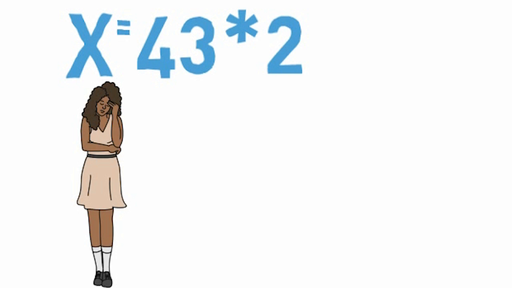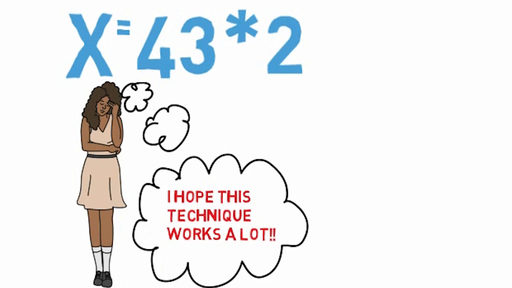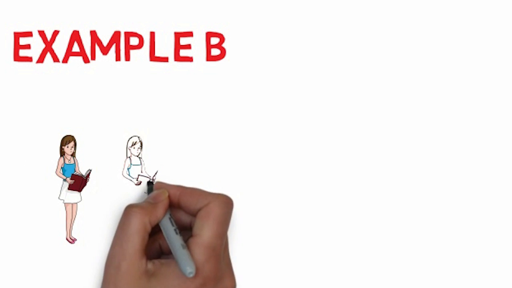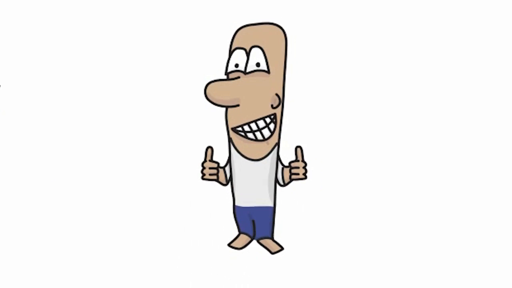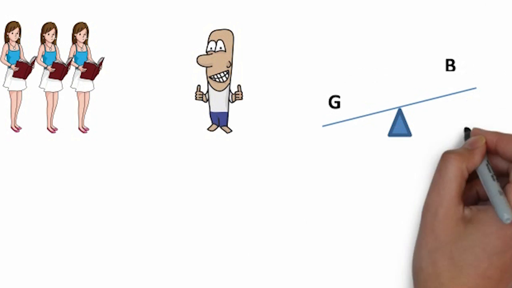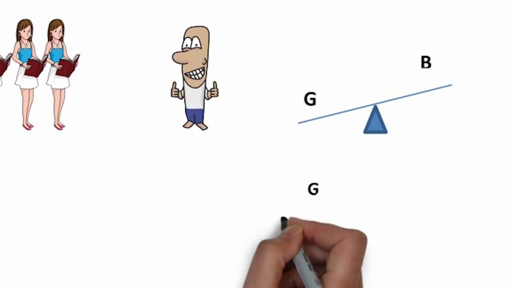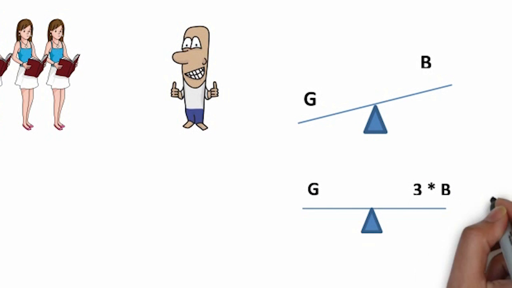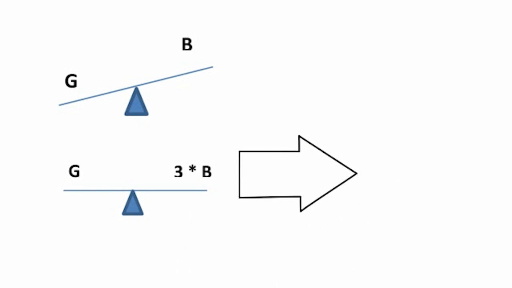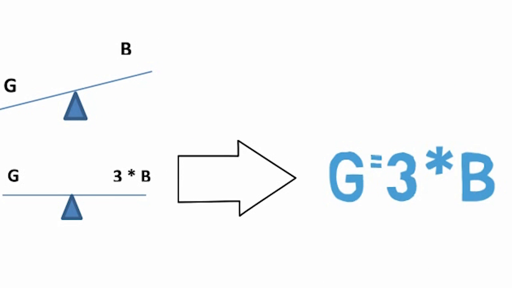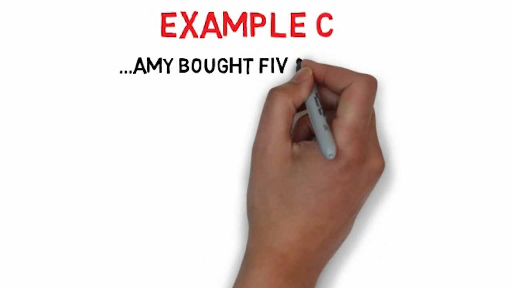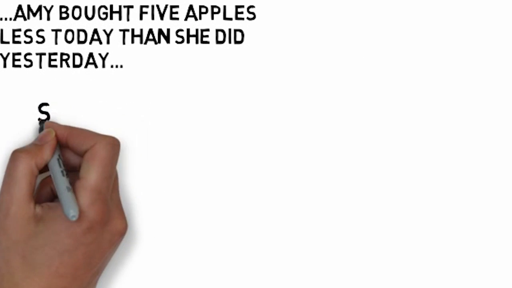Let's see if this technique holds true for other examples. Example B. In our class, there are thrice as many girls as there are boys. Repeat step 1. And then repeat step 2. Step 3. G equals 3 times B. Example C. Amy bought 5 apples less today than she did yesterday.